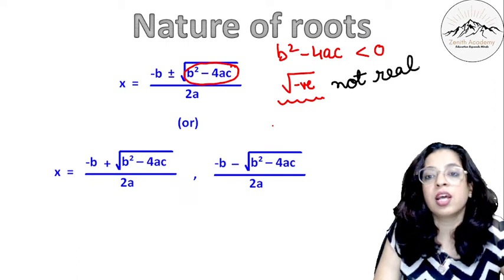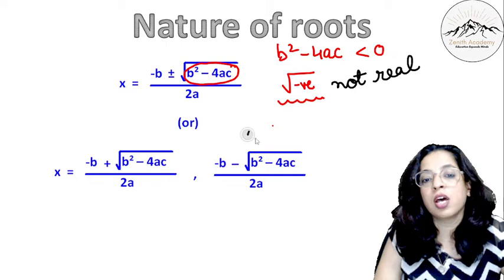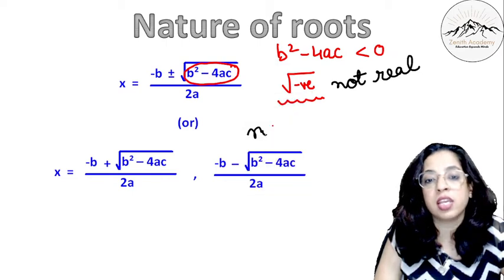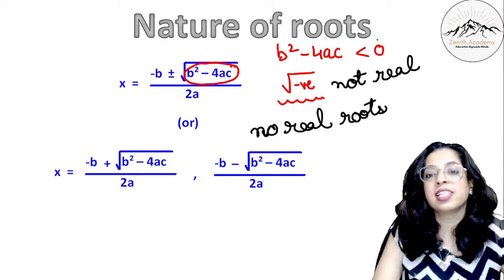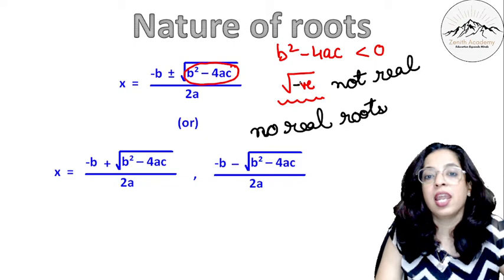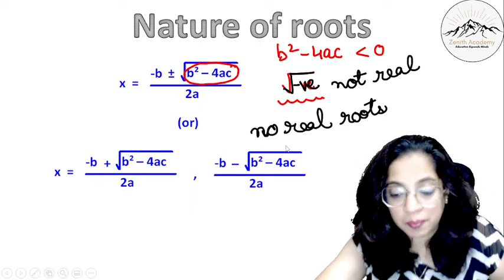Okay, so there are no real roots. If this is not real, then the roots are not real. So we say no real roots when this is less than 0, because the square root of a negative number is not real. Are you getting me?